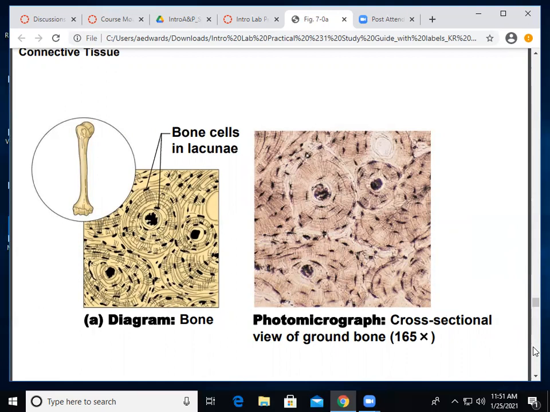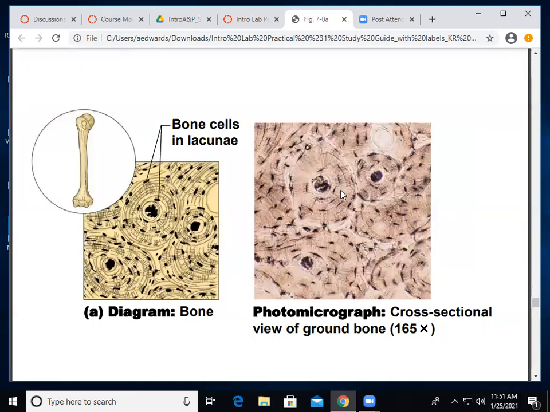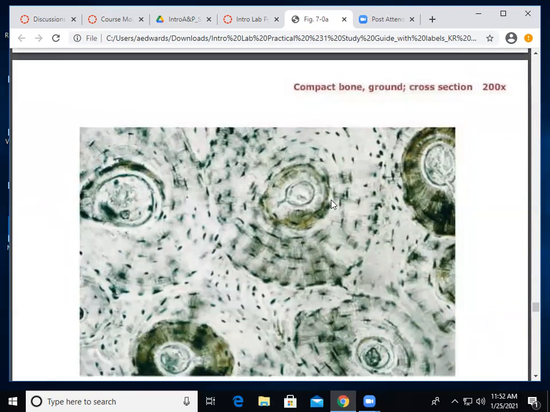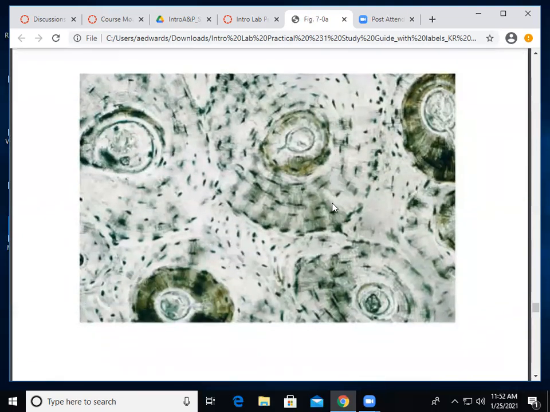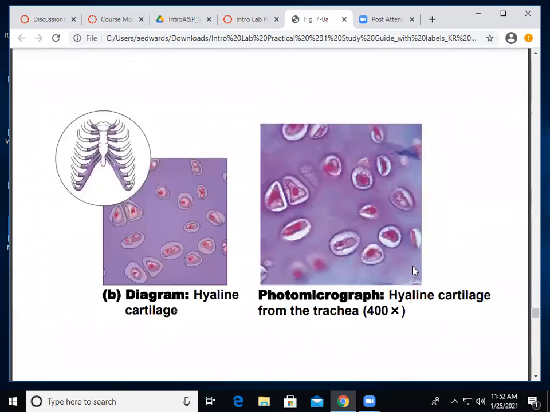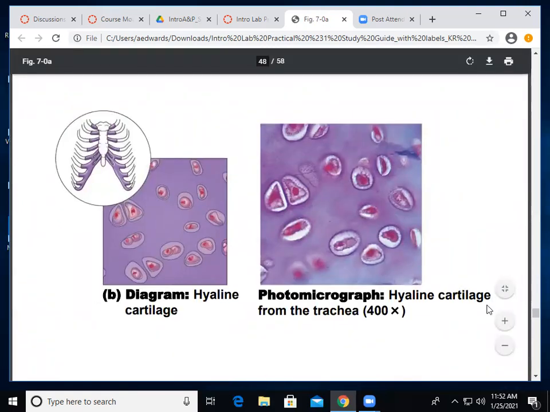Okay. But this is bone tissue. You see the circle. You have a question? Okay. All right. See the circles, right? See the rings. Bone tissue. Your bone cells in the lacunae. All right. So bone is connective tissue.